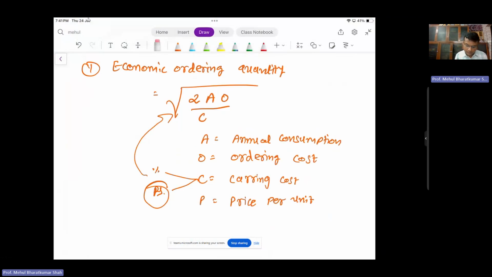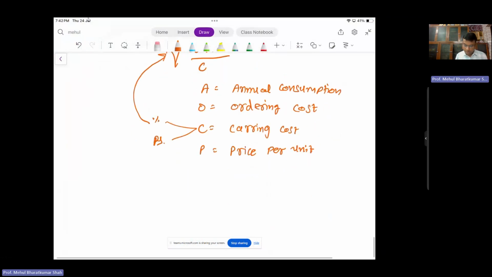Again, if carrying cost is given in percentage, 5%, 7%, 8%, 10%, we'll use the same formula. But if it is given in rupees format, we'll ignore the value of P. We'll take only 2AO divided by C.